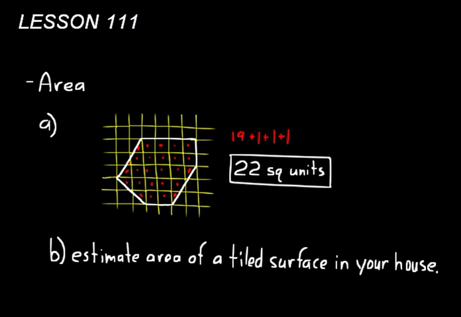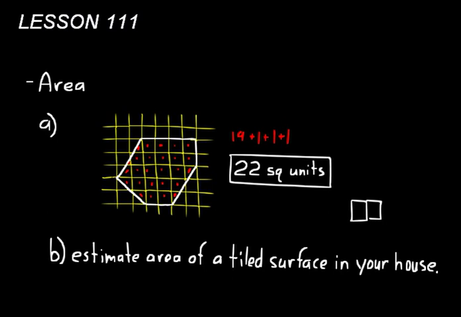Next, what I want you to do is estimate the area of a tiled surface in your house. Usually the tiles are square in shape. And so you can just count up all the different tiles, and you could say, well, there's 24 square units. That's the area of my kitchen or my bathroom or some tiled surface in your house.